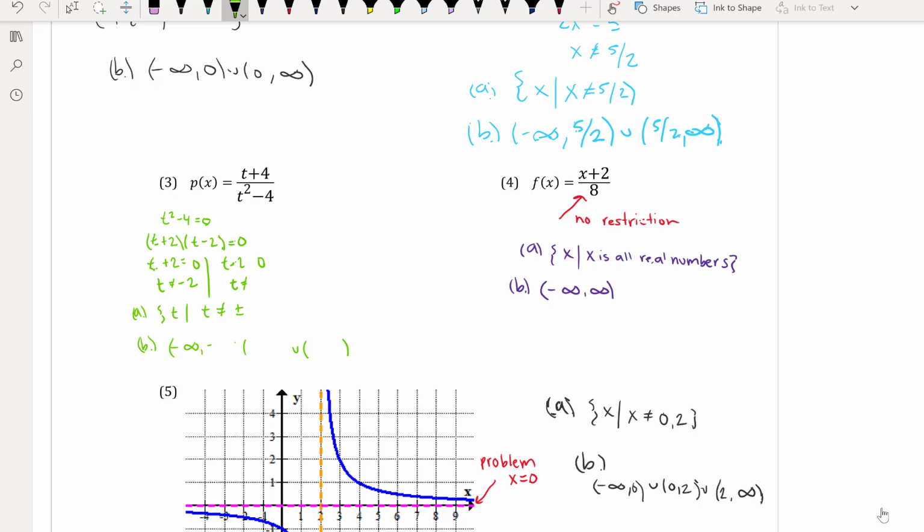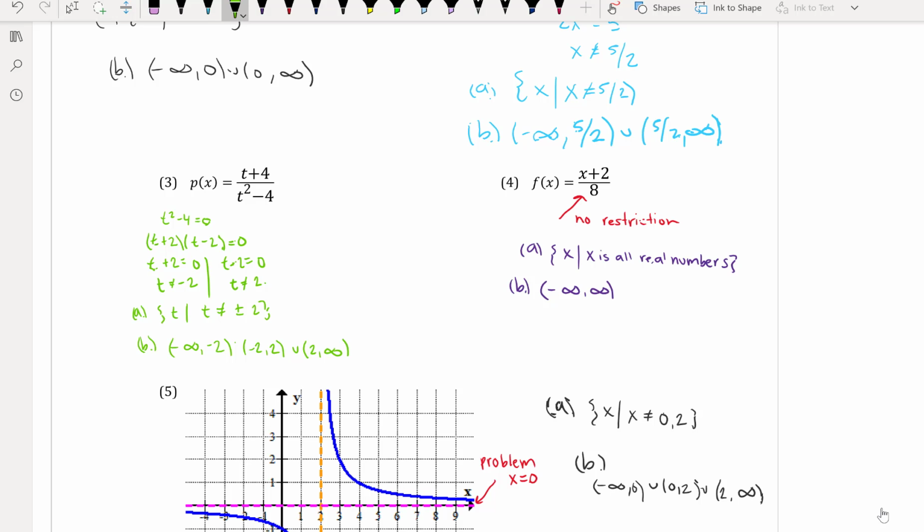t minus 2 equal to 0, so t cannot equal a positive 2. So for my set builder notation, t cannot equal plus or minus 2. For my interval notation, it goes from negative infinity to negative 2, negative 2 to positive 2, and 2 to positive infinity. So that was perfect because I went too fast and furious. I needed to see that it was the difference of squares, and so the square root of 4 is 2.